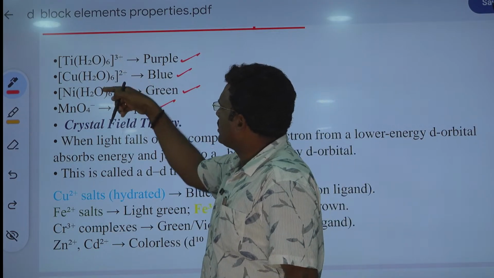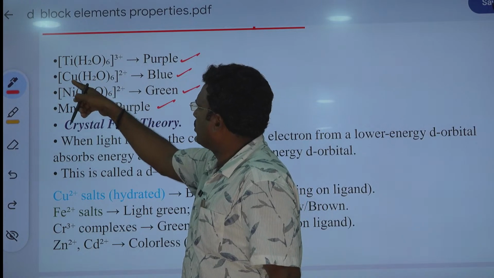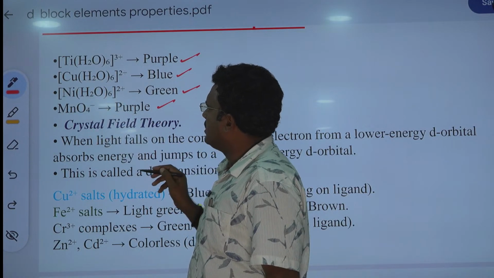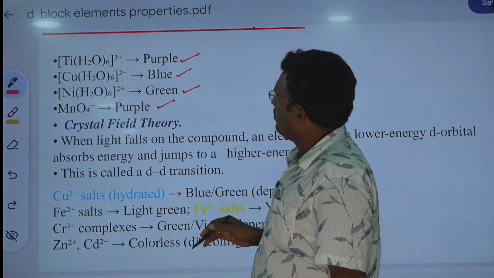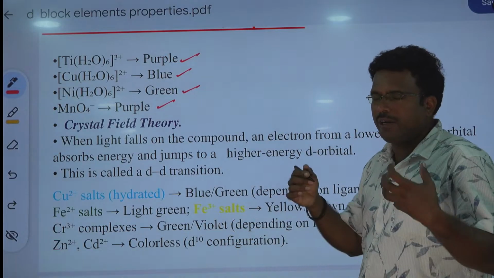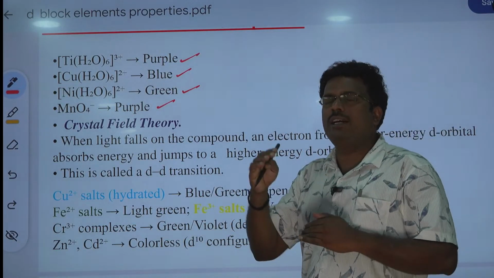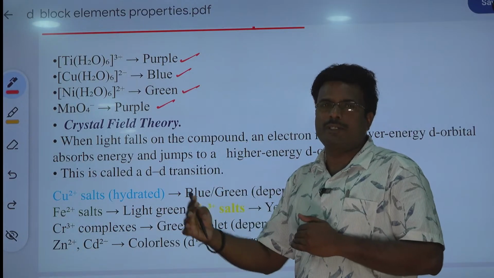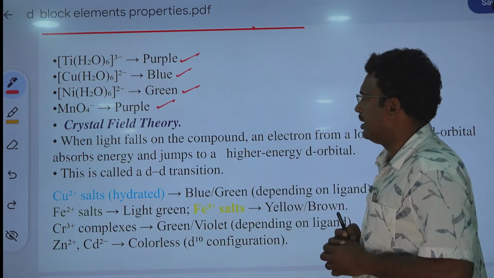These complex compounds, the titanium compounds, copper, nickel and manganese, have different colors because of different factors explained. Number one is the d-d transition and charge transfer spectrum. Third one is the polarization power.